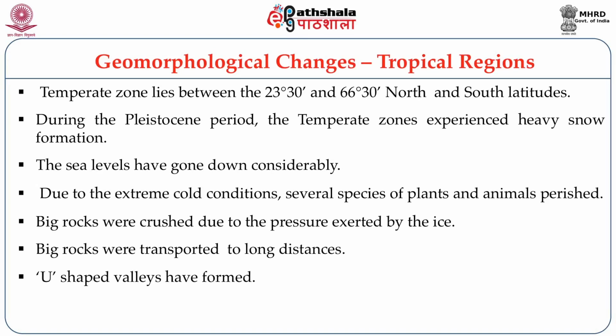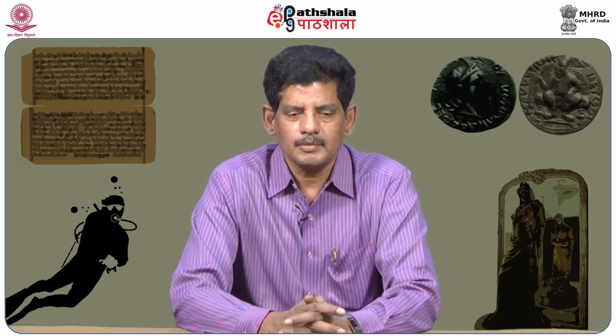And another important development was the formation of U-shaped valleys. Since the water in the rivers was consolidating into ice, whatever stones and rocks were getting embedded in this ice were being carried by the flow of the river or the flow of the ice. And since the rocks are embedded at the bottom of the ice, it used to scrub the bottom of the river, and that caused the valley to become U-shaped. So U-shaped valleys were formed during the Pleistocene period. These were some of the important effects evident during the Pleistocene period.